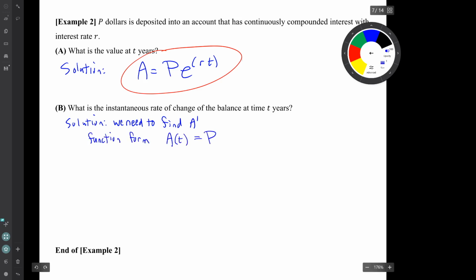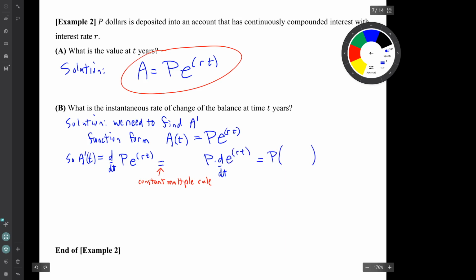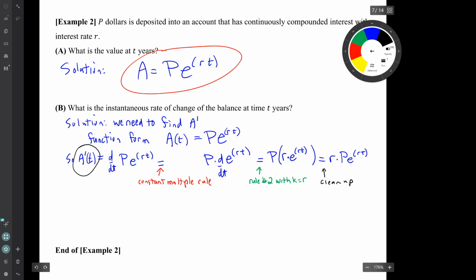So when we find capital A prime, we are taking the derivative of that function, and the variable is t, not x. So the derivative is going to be d/dt, not d/dx. So the result is that this derivative, capital A prime of t, is equal to this: r times capital P times e to the rt.